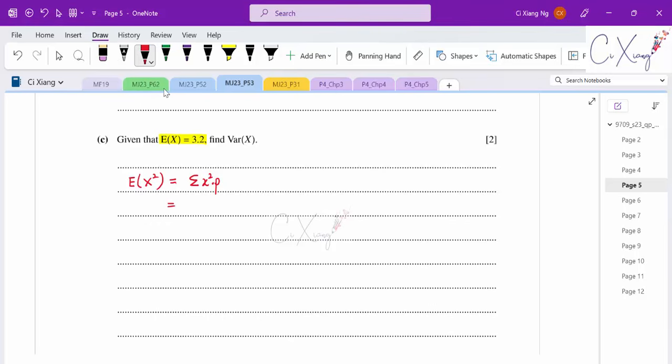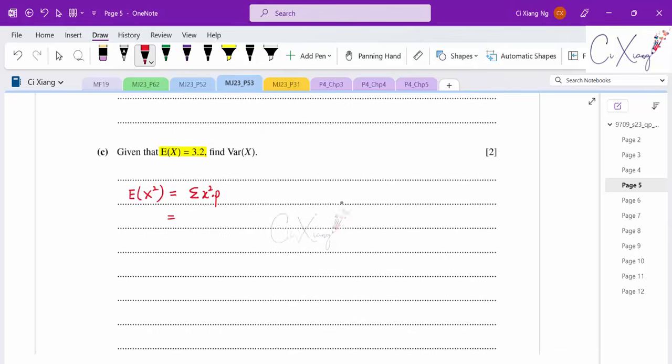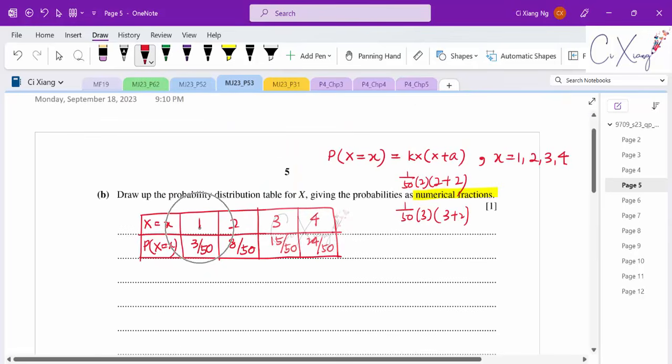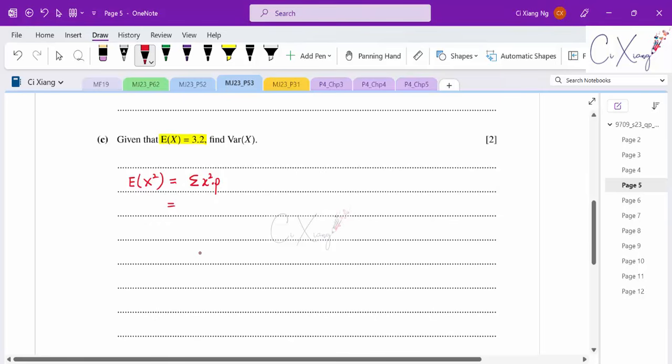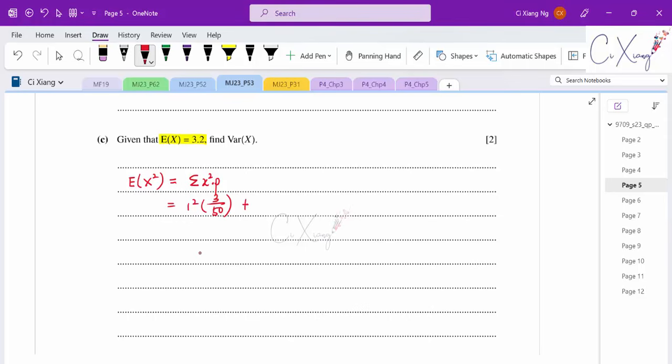Okay, so x squared means that you take the value of x. According to the table, the first value of x is 1, and this is the p. So when you write it out, it should be 1 squared multiplied with the p, which is 3 over 50. Then you add the second value for x, which is 2, right? So 2 squared multiplied with the probability for 2, which is 8 over 50, and so on. So I have 3 squared, probability is 15 over 50. Then 4 squared, and we have 24 over 50.